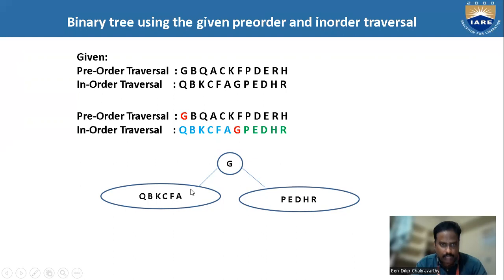Okay, so again for this, you need to find the root. Among these, which one is coming first here? Observe here. So QBKCFA, which one comes first? So we are getting B. That means B is my root node. Okay, B is my root.